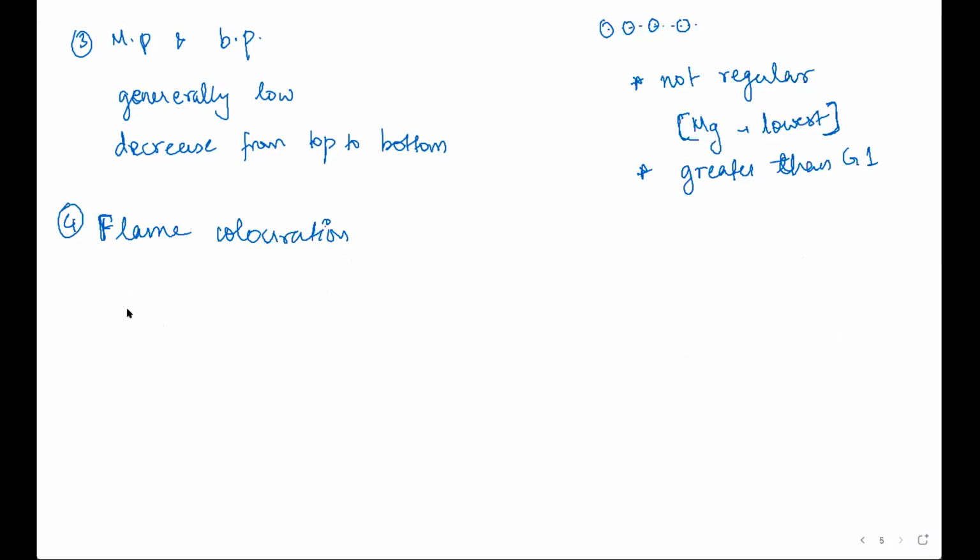Okay, so coming to group one, lithium. Do any of you remember, if you have already done the flame test, what color this particular metal imparts?